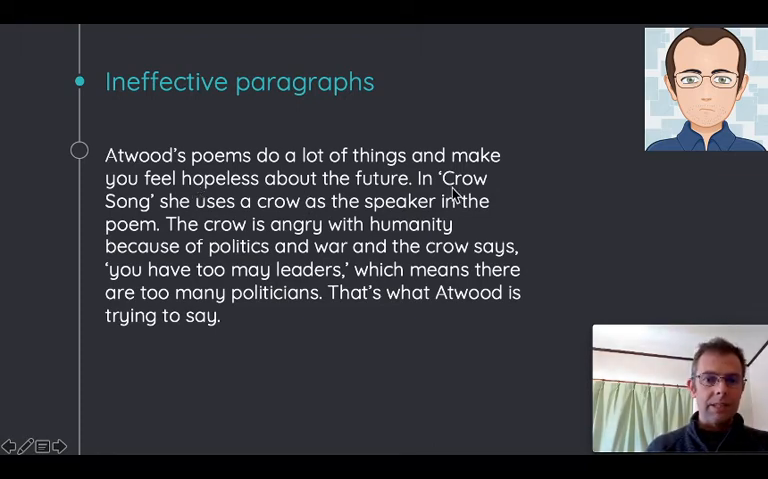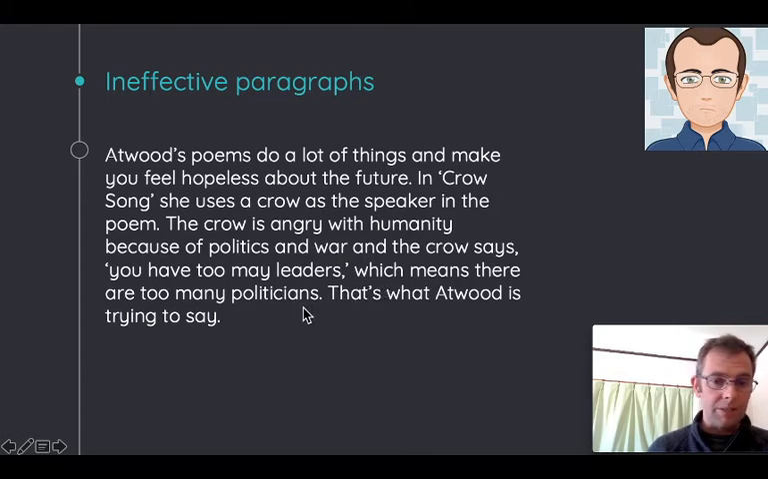Now, then the paragraph goes on and says that she, being Atwood, uses the crow as the speaker in the poem. That's correct, but it doesn't really make any clear point about that. It's a description at this stage. The crow is angry with humanity because of politics and war, and the crow says, "You have too many leaders." So this is a nice quote that supports this point, but if this is going to be the topic sentence, they're not really connected.